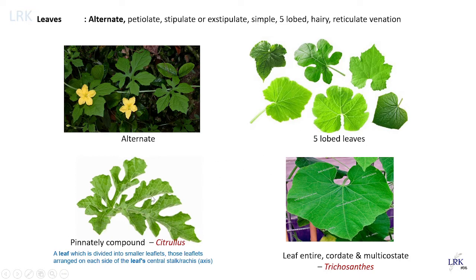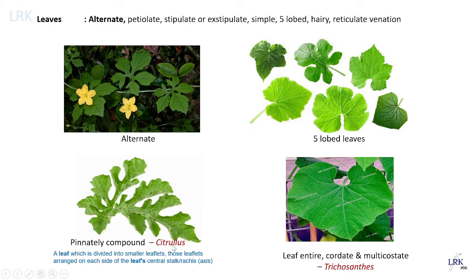And in citrullus, we see pinnately compound leaves. What are pinnately compound leaves? The leaf which is divided into smaller leaflets. Okay, and these leaflets are arranged on each side of the central stalk, the primary rachis. This is the primary rachis. So on either side, we have leaflets. If leaflets are arranged on the primary rachis on either side, we call it a pinnately compound leaf.